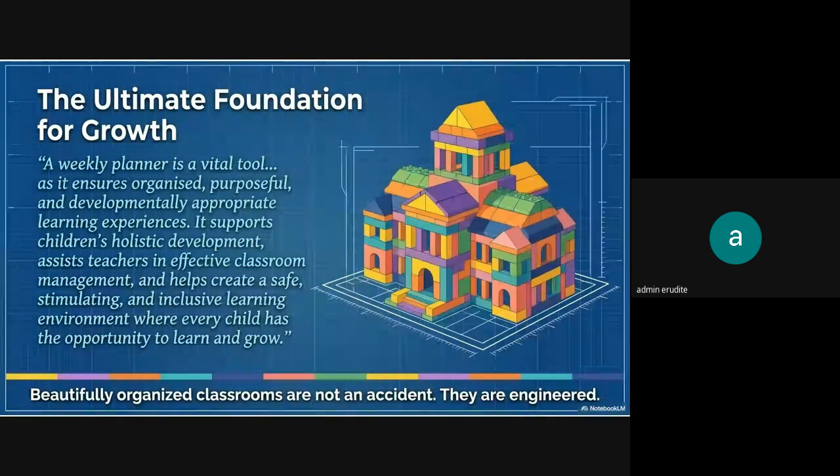So this will be our last slide, so I'm just gonna read it. It's a weekly planner. It's a vital tool, as it ensures an organized, purposeful and developmental approach to learning experiences. It supports the child's holistic development, assists the teacher in effective class management, and helps create a safe, stimulating and inclusive learning environment where every child has the opportunity to grow and learn.